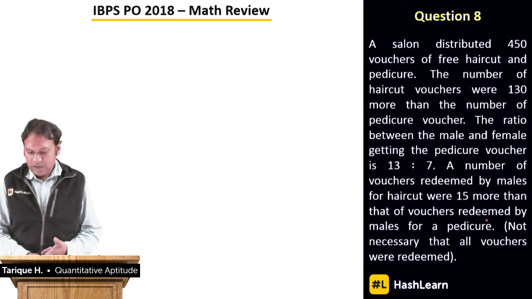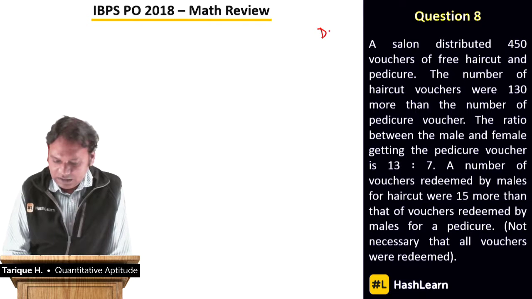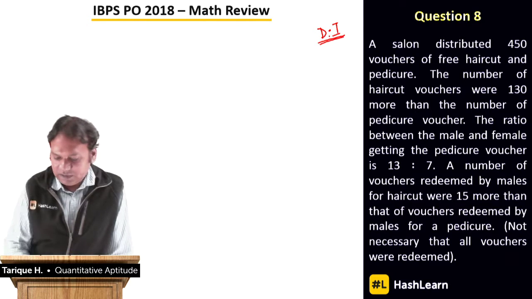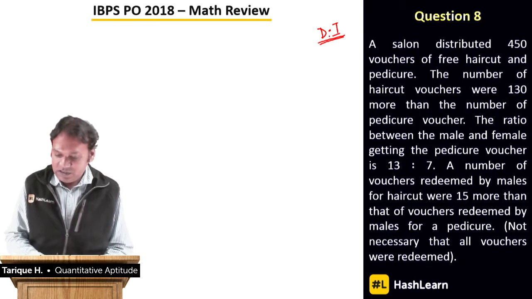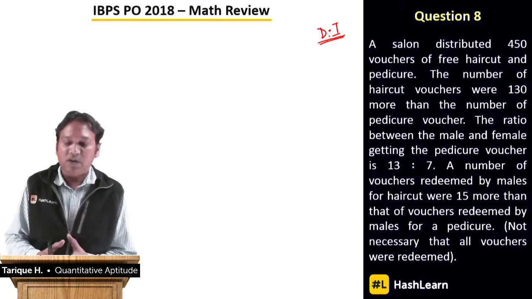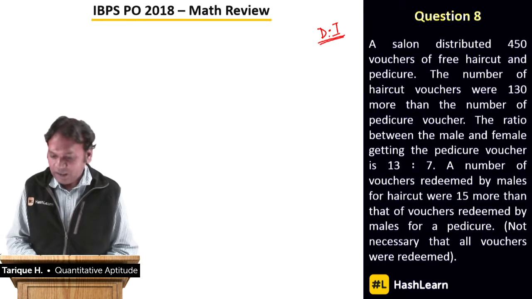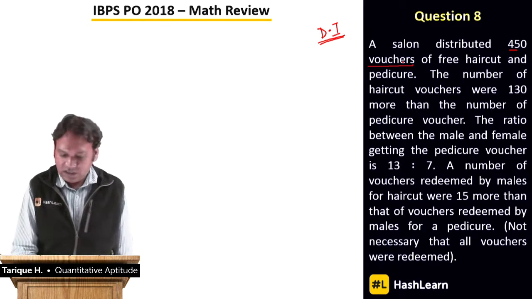Now let's look at this question here. This is actually a data interpretation set. It's a DI set. This year's paper had a DI set, and last year, the 2018 paper, too. 5 questions based on this caselet, so a case-based DI, not a table-based or a pie chart-based one. A salon distributed 450 vouchers of free haircut and pedicure. Total vouchers are 450.